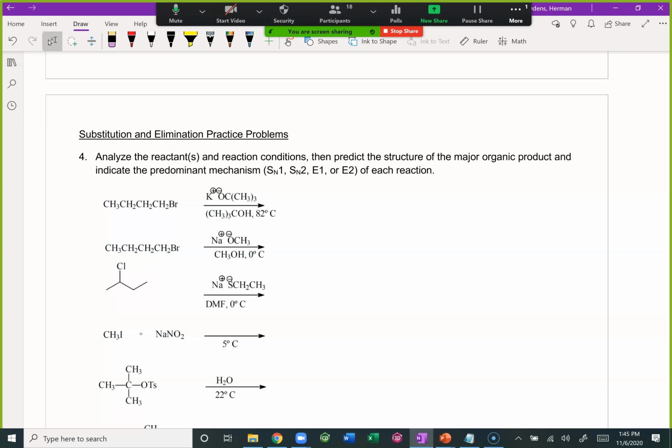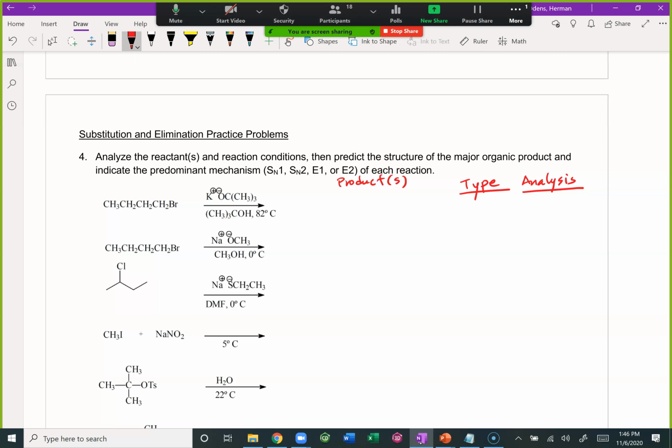Okay, so we're going to do an analysis. Analyze the reactants and reaction conditions. Then predict the structure of the major organic product. This is important, the major organic product. And indicate the predominant mechanism, SN1, SN2, E1, or E2, of each reaction. So I'm going to write down here my analysis, and right here the type of reaction, SN1, SN2, and so forth. And here, I'm going to write the products. There might be more than one product, and one will be the major. We have to predict the major.